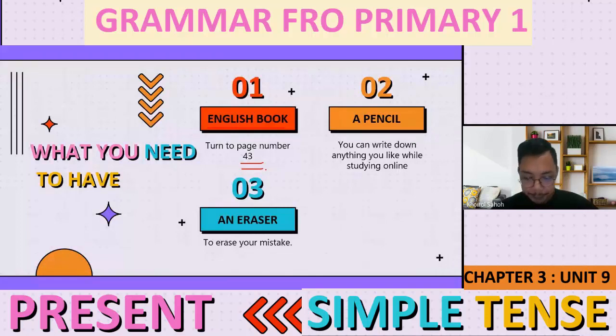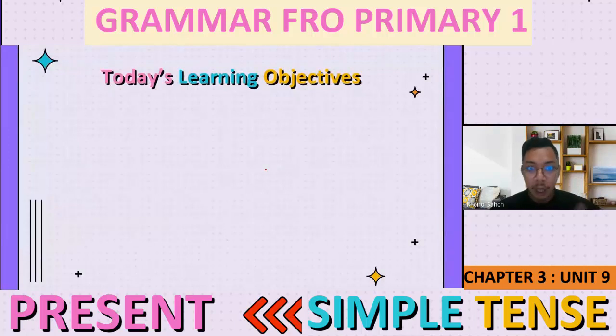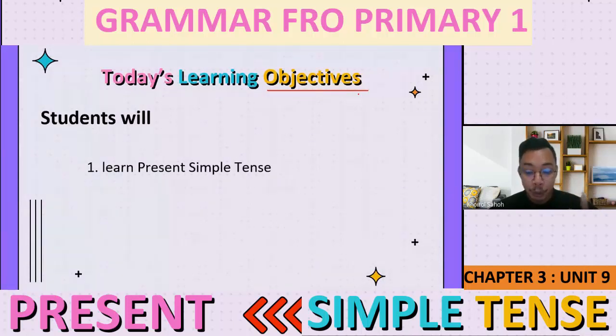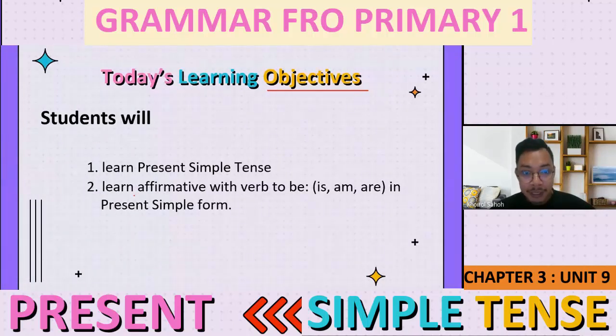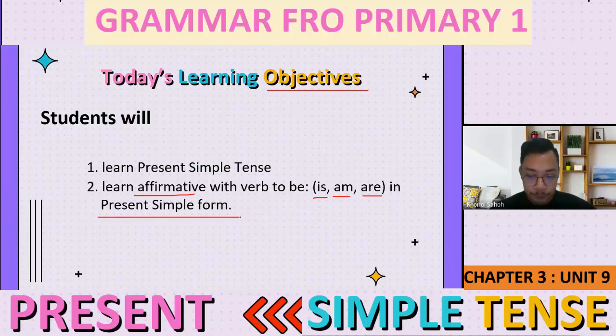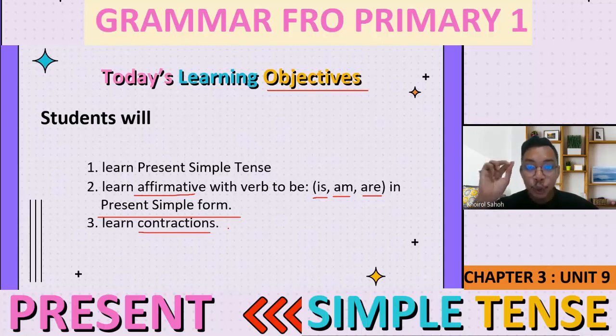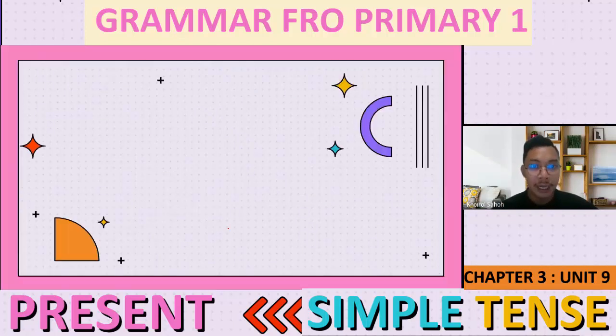All right, get ready. Today's learning objective: we are going to study present simple tense, how to use is, am, are, affirmative sentences with the verb to be, in present simple tense form. And we will learn contractions. Contraction in Thai means tua yo. All right, let's get started.